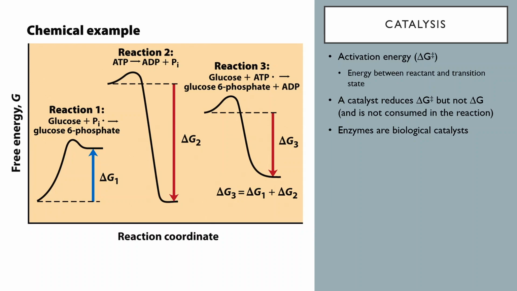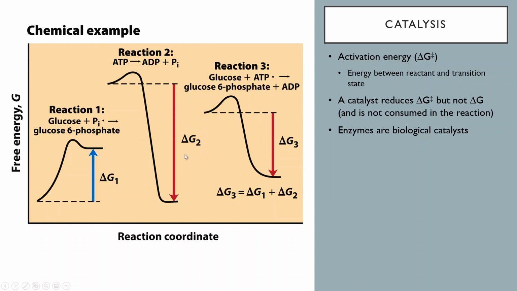In cells, catalysts are usually found in the form of enzymes. So enzymes are usually proteins. There are enzymes that are actually made of RNA too. They're called ribozymes, but most enzymes are proteins. And we'll be talking a lot more about enzymes later, but their main job, like I said, is to reduce that activation energy, and that increases the speed of reaction.